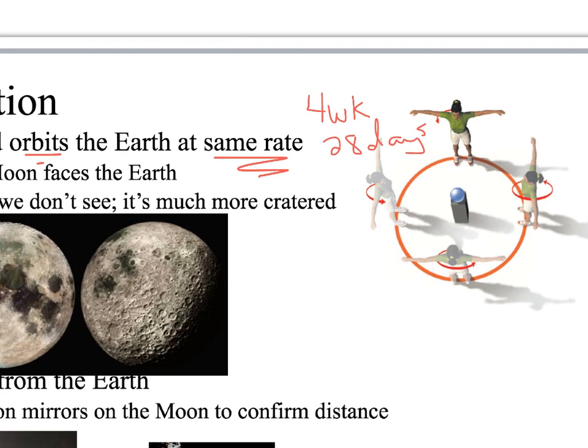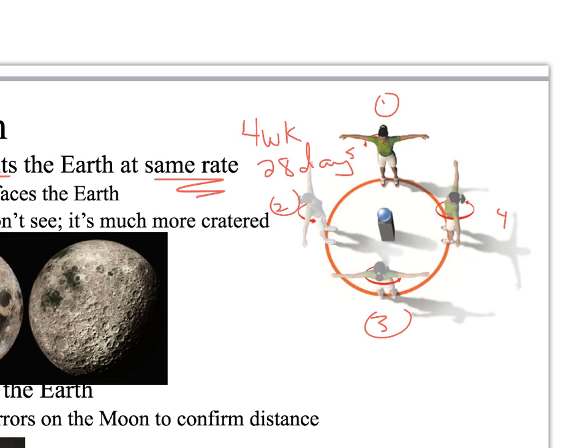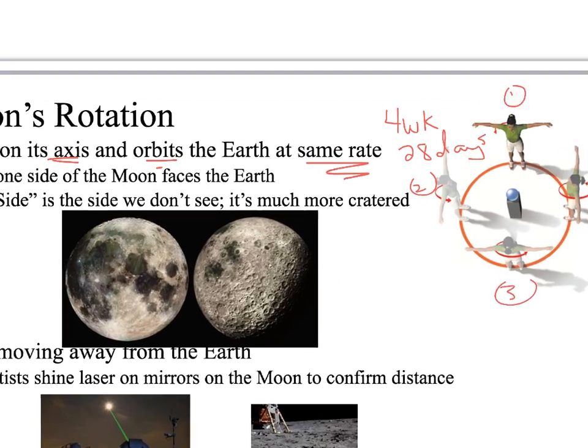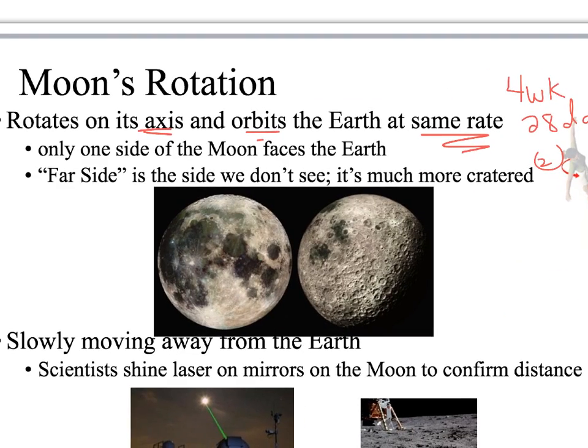So if it's 4 weeks, here we see week 1, week 2, week 3, and week 4. This is what we call the near side. I'll put N for near side, and this is the far side of the moon.